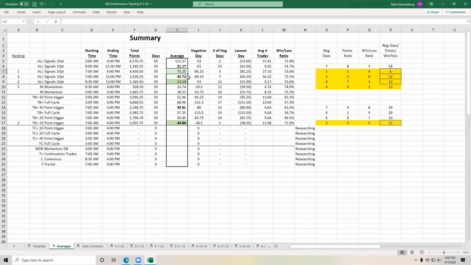Now, there is one other category that's actually in a three-way tie for second place. We don't talk a lot about it, but people have asked, 7 a.m. to noon if you want to trade less. Looking for 10 points, all signals. That's a pretty reasonable second most optimum category. There's actually a three-way tie for second. 42 and 0.72 points. That's a pretty solid number right there too. 7 losing days.